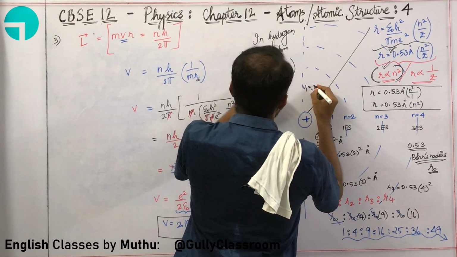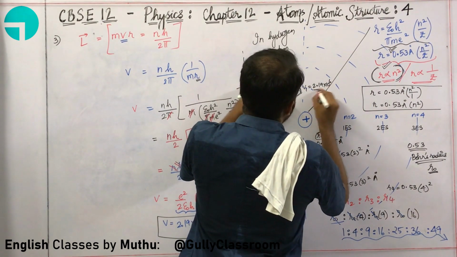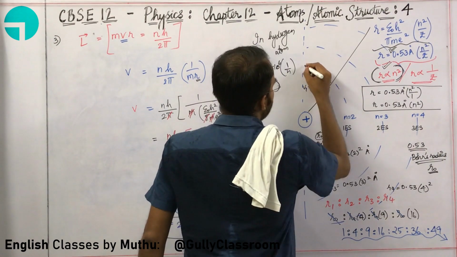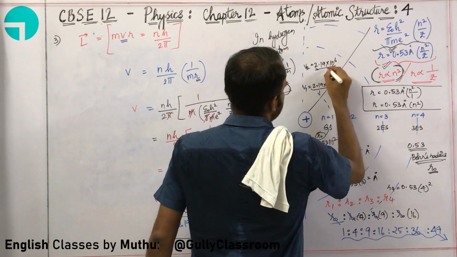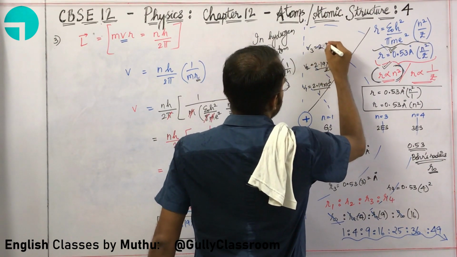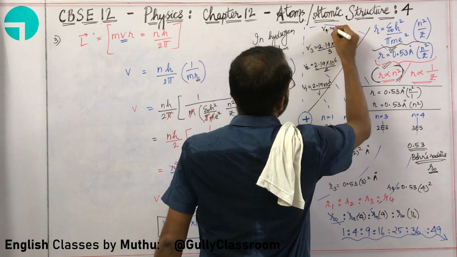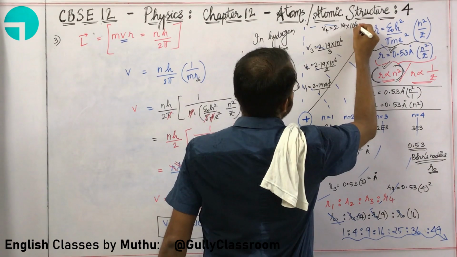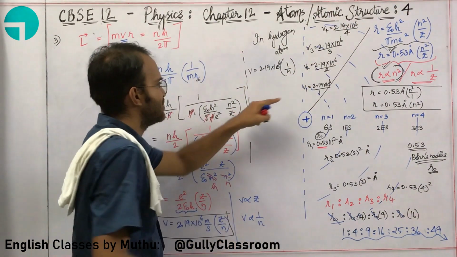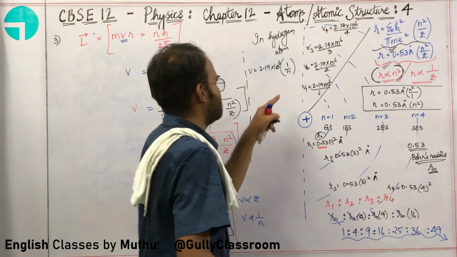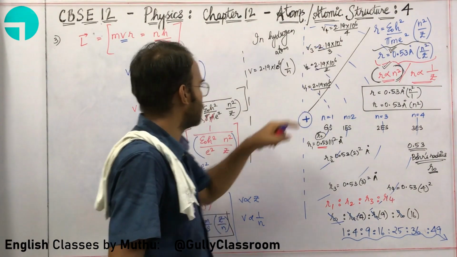So V1 is equal to 2.19 into 10 power 6 divided by 1. V2 is equal to 2.19 into 10 power 6 divided by 2. V3 is equal to 2.19 into 10 power 6 whole divided by 3. V4 is equal to 2.19 into 10 power 6 whole divided by 4. This is the progression in which the velocity value is slowly decreasing. Are you able to understand how to analyze this?